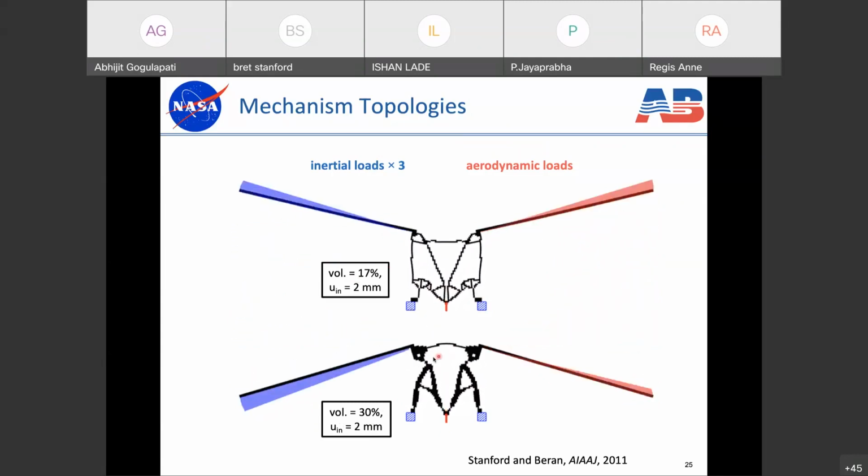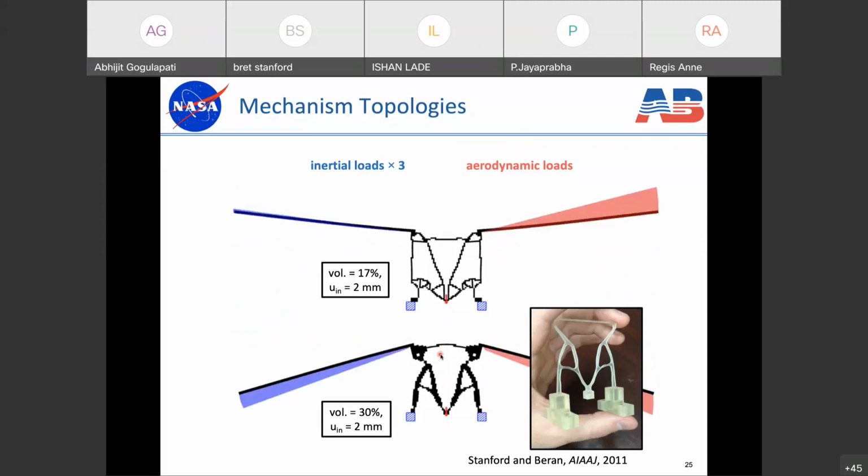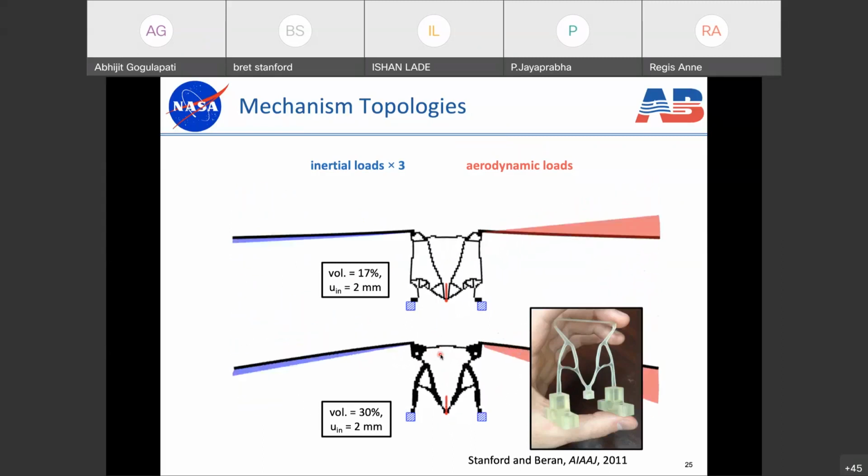So this topology on the bottom here, we thought was quite successful, and so we took this design, we post-processed it, we depixelated all the edges, and we put it into CAD, and we built this in a rapid prototyping machine, and then we tested it under a variety of static and dynamic loads. So this worked out quite well.